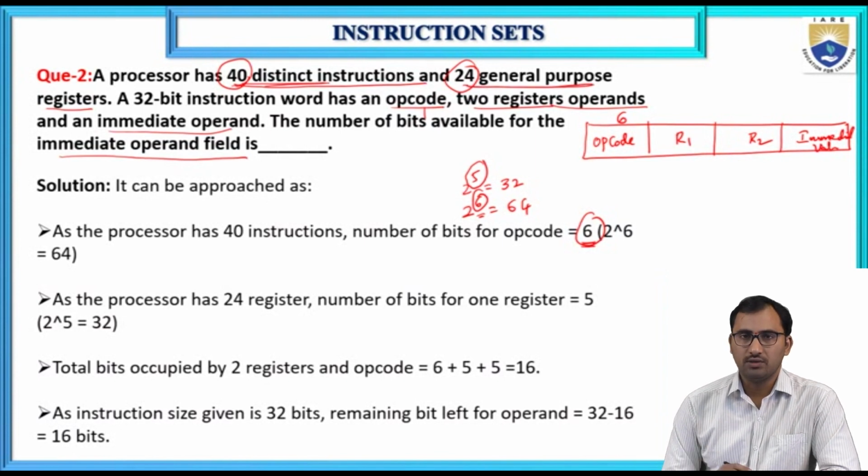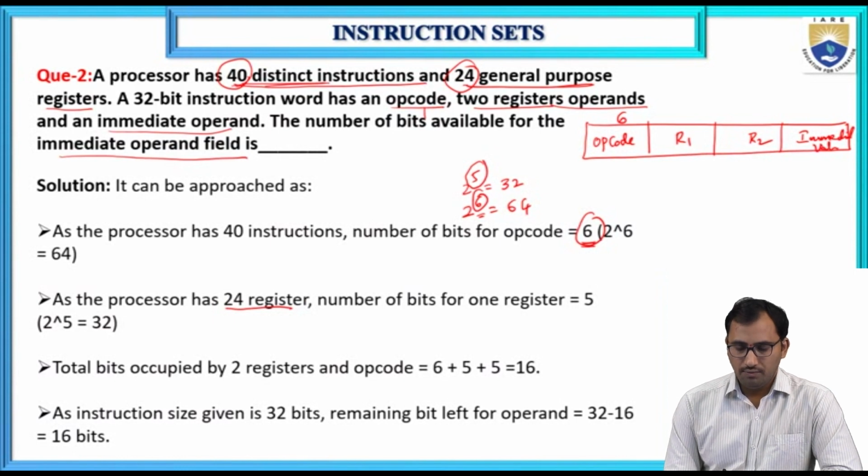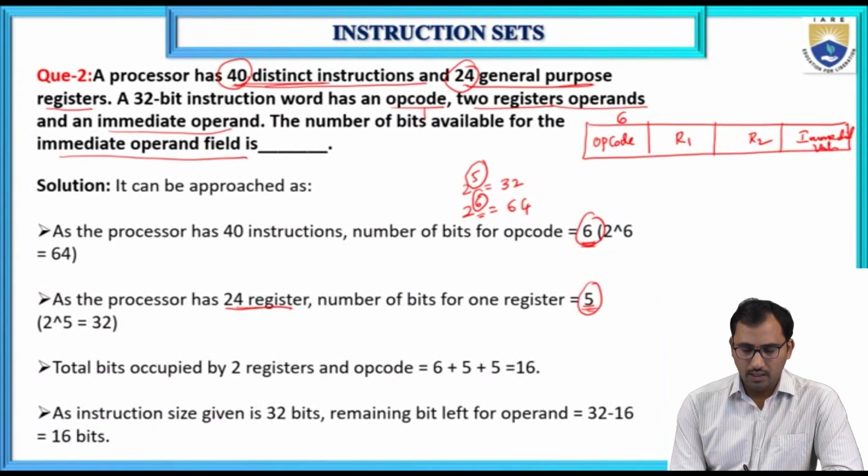And coming to the registers, in total we have 24 general purpose registers. The number of bits required to represent every register is 5, because 2 power 5 is 32. If you take 4 bits, 2 power 4 is 16, which means we can access only up to 16 registers, but we have 24. So with 4 bits we are not able to cover all 24 general purpose registers. That's why we take 5 bits, so that we can access all 24 registers. So one register takes 5 bits, and the other register takes another 5 bits.